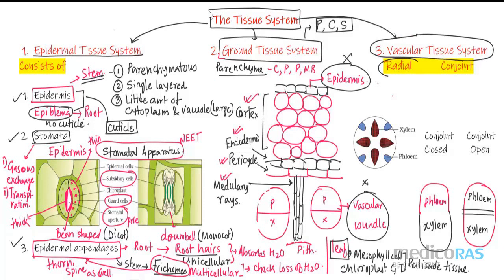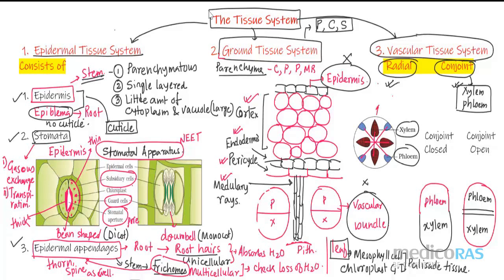Now the last part, and that is the vascular tissue system. On the vascular tissue system, we have two concepts. One is the radial type and the other one is the conjoint type. Conjoint type means both xylem and phloem are present in the same vascular bundle. And if it is radial, that means xylem and phloem are present at different radii. As you can see here, xylem is present on this radius, whereas phloem is present on the alternate radius.